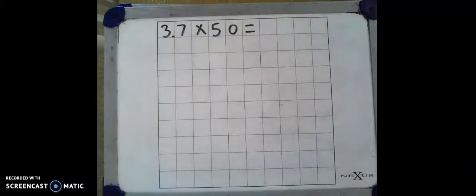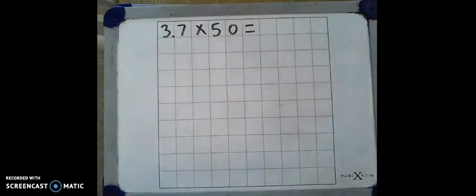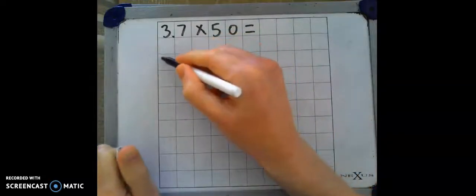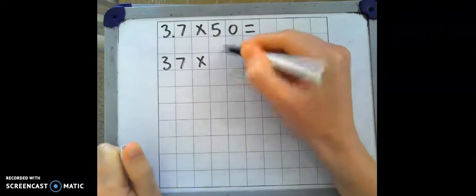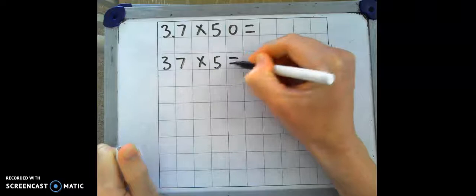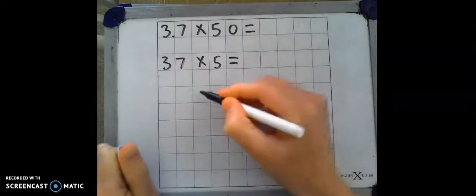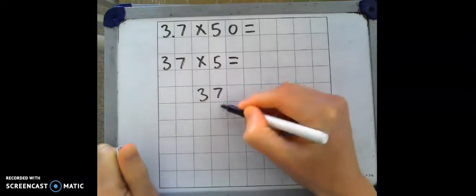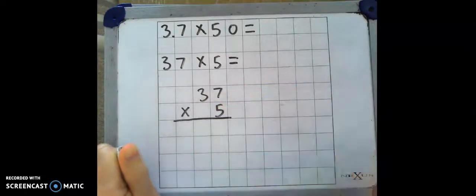Here's another example. This time it's 3.7 multiplied by 50. Let's use our method of 10 times bigger, 10 times smaller. 3.7, 10 times bigger than that is 37. 10 times smaller than 50 is 5. Now we've got 37 multiplied by 5. Again, I could try mentally if I didn't have a pen, but as I do, it makes no difference. I might as well practice the column method.